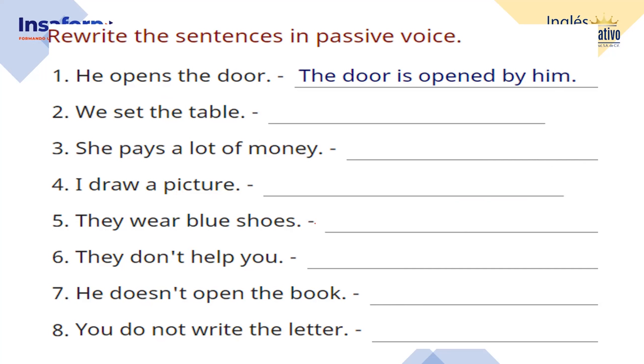The table are. ¿Por qué set? Porque we. Us. No, pero ahorita quien decide es el objeto y el objeto es the table. Ah, okay. The table is. I don't remember set and past participle. Set. What is the past participle of set? Set. Okay, the table is set. By? Para practicar. By us. Para practicar the object pronouns. Right, by us. Okay, number three.